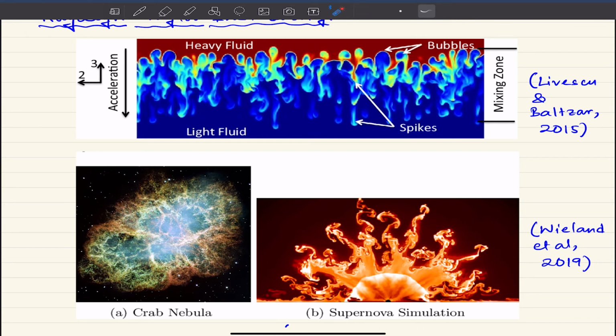Now finally, for the supernova simulation, this is a very early phase supernova simulation where this is not self-similar and spherically symmetric till now, and you can see that the blast wave material actually tries to penetrate the very dilute ambient medium just by virtue of RT instability. Okay, this was taken from a recent paper by Wieland et al. 2019.